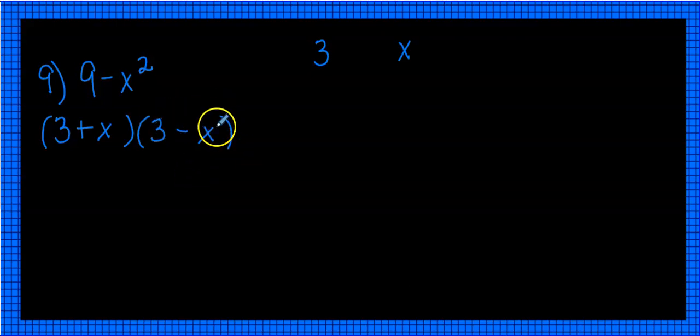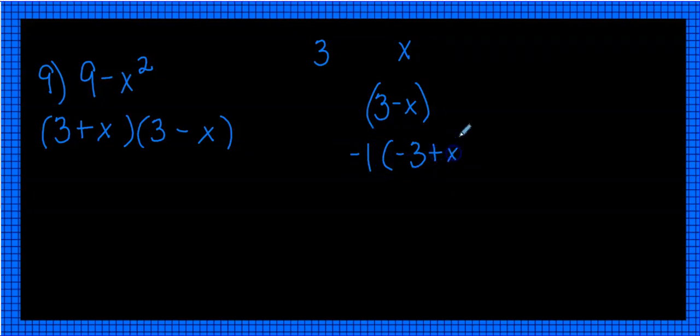And if you want to do that, what you can do is take out a negative 1. If you have 3 minus x and you take out a negative 1, then that ends up being negative 3 plus x, because 3 divided by negative 1 is negative 3. Negative x divided by negative 1 is positive x. So then you can switch these around, because negative 3 plus x is the same as x minus 3.